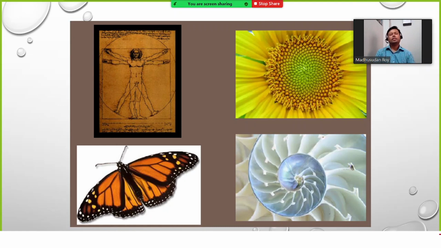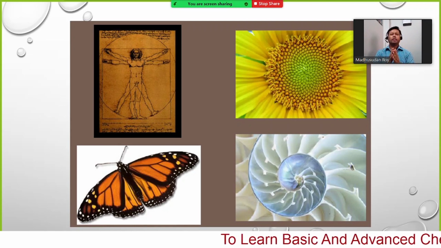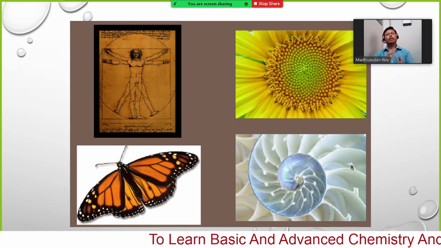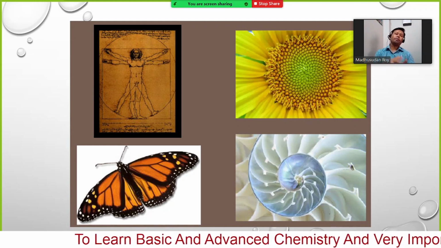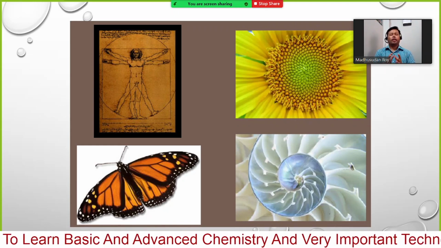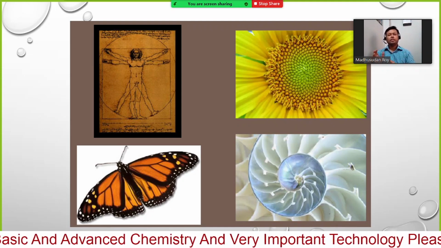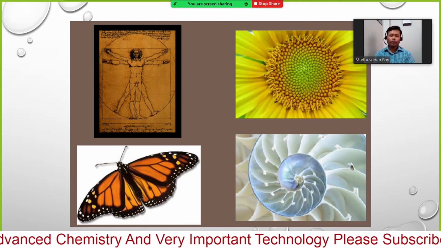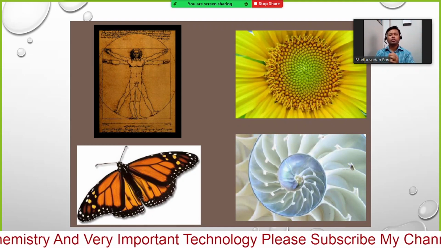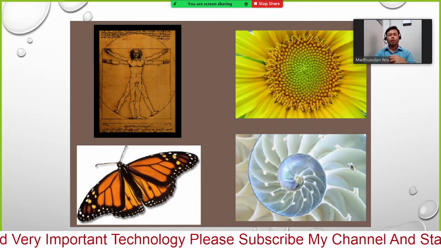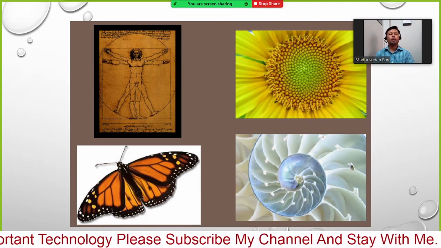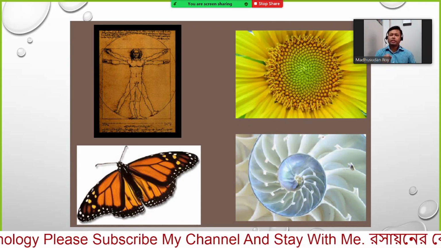Symmetry means similarity. If you do any operation, you can rotate, or you can invert, or you can have a plane. So if after doing some operation it does not change the orientation or structure of the molecule, this is symmetry in nature.